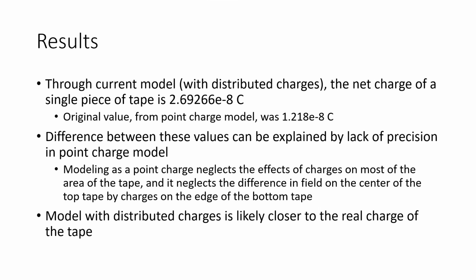So through this new and current model with distributed charges, the net charge of a single piece of tape was calculated to be 2.69266 times 10 to the negative 8 coulombs, while our original value again was 1.218 times 10 to the negative 8 coulombs. And the difference between these two values can be explained by a lack of precision in the point charge model.